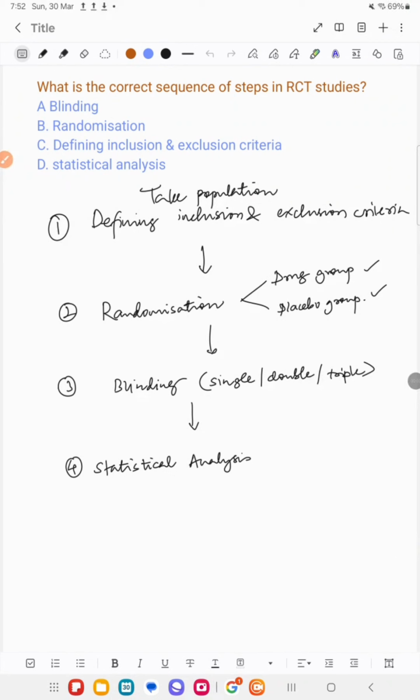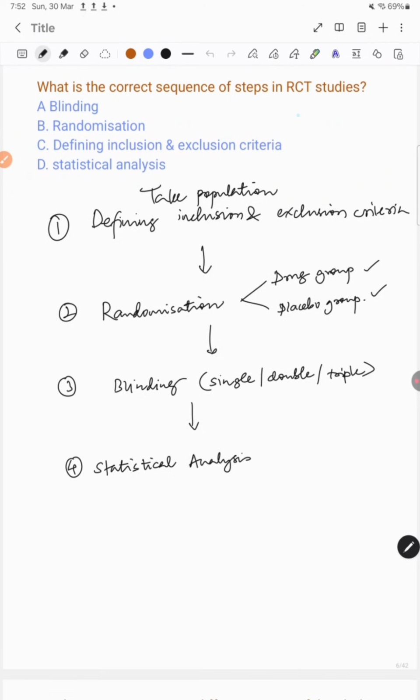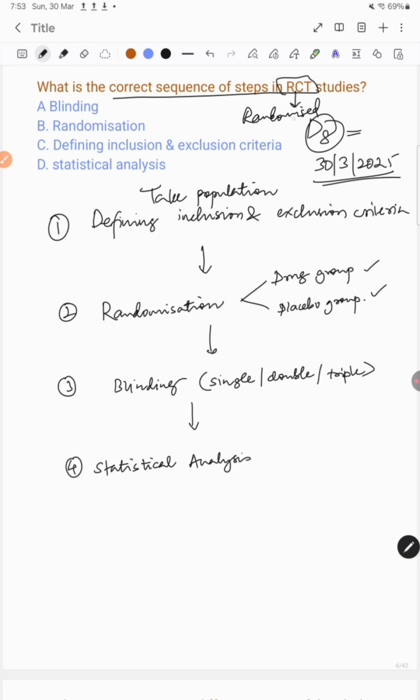Today we are going to do the day 8 questionnaire, that is 30th March 2025. It's a direct question. The question is asking the order of sequence that is done in RCT. What is RCT? It is randomized clinical trials. So what are the steps in order?